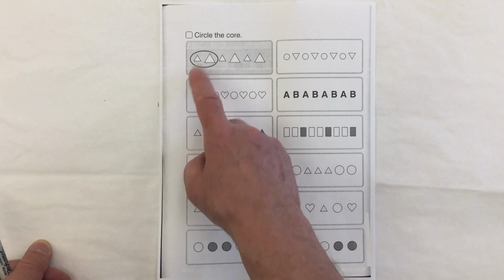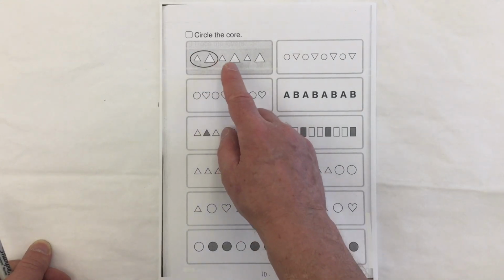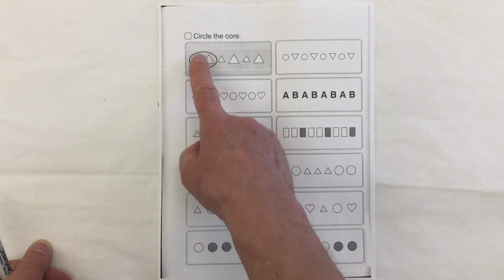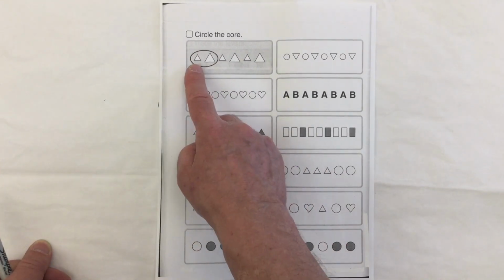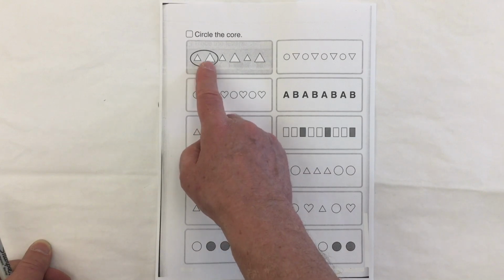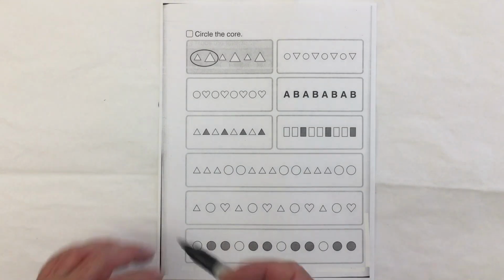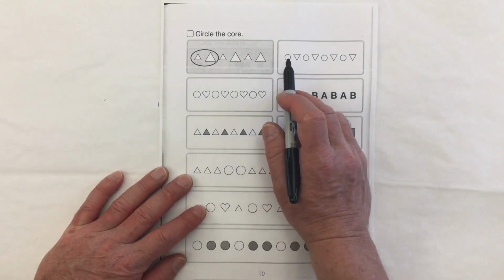Small triangle, big triangle. Repeated, small triangle, big triangle. Repeated, small triangle, big triangle. So the core is the first time we see that pattern. Sometimes it might have 2 terms in it, might have 3, might have 4 terms, 5 terms, depends how big the pattern is. Let's take a look at this next one.